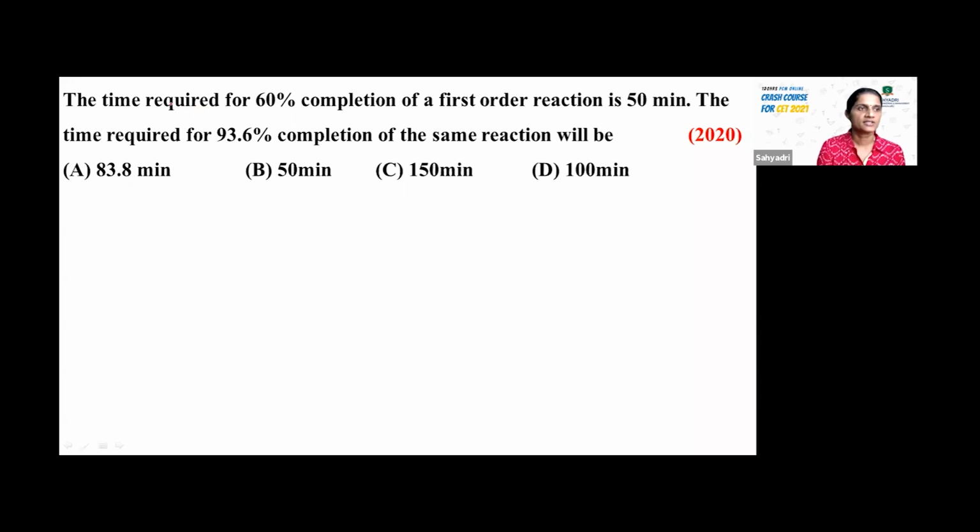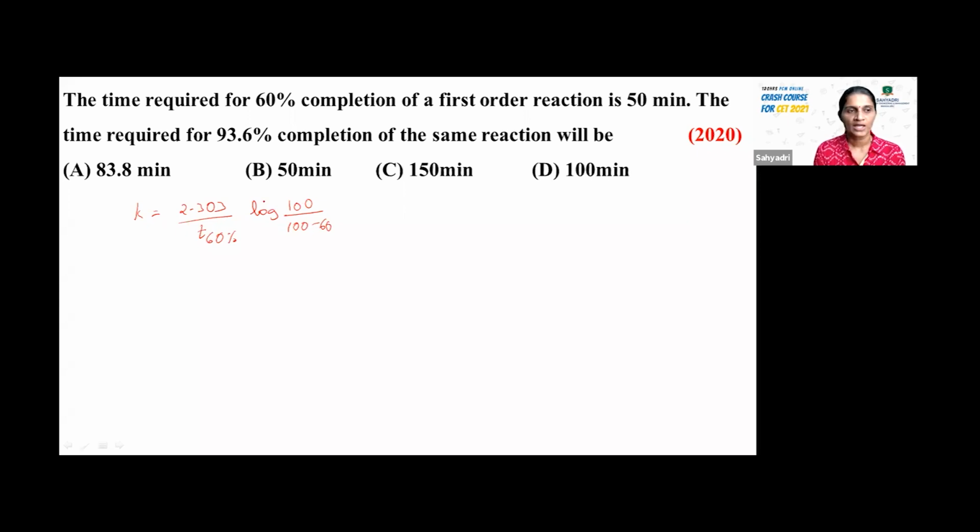Okay, so we'll solve this. Time required for 60% completion of first order reaction is 50 minutes. The time required for 93.6% of the completion is asked. First order reaction is mentioned. There are different ways of solving this question. One is the actual method, I'll tell you that. First calculate K from K is equal to 2.303 divided by T 60%. What is T 60%? It's given. T 60% into log of 100 divided by 100 minus 60.